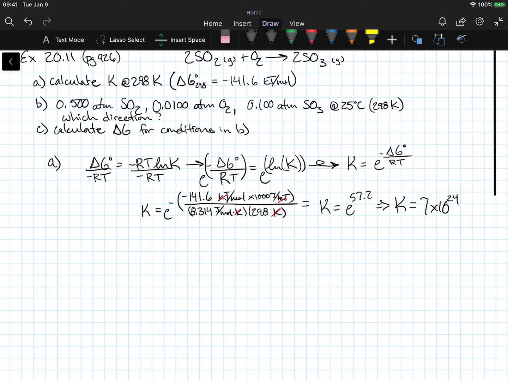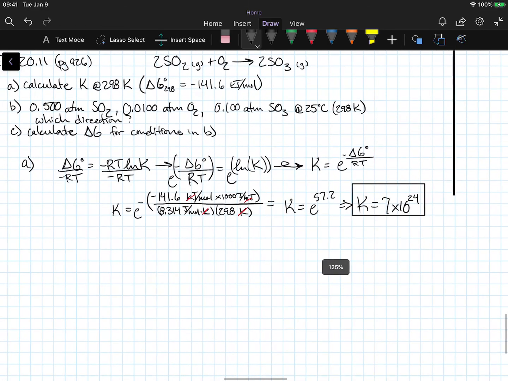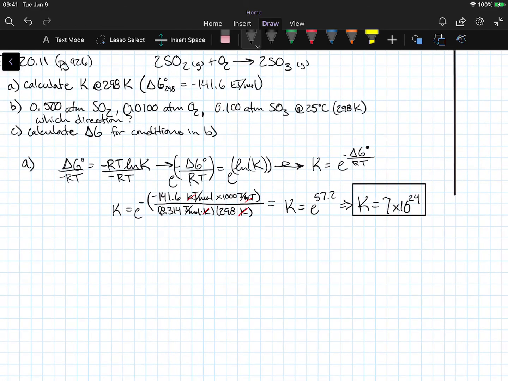So that's part A. Let's do a quick critical thinking check here and make sure our answer makes sense. The standard Gibbs energy for this reaction, delta G naught, is a very large negative number, negative 141.6 kilojoules per mole. That's a lot of negative free energy. When delta G naught is negative, that means it's spontaneous. So this is a lot of energy free for the reaction to go forward. So this reaction is going to go forward spontaneously.